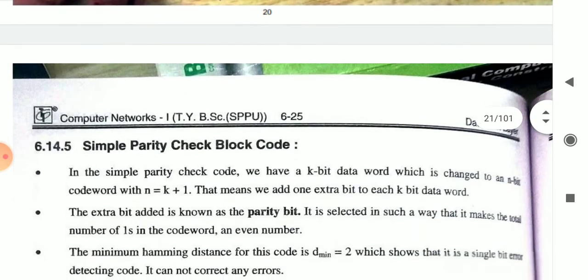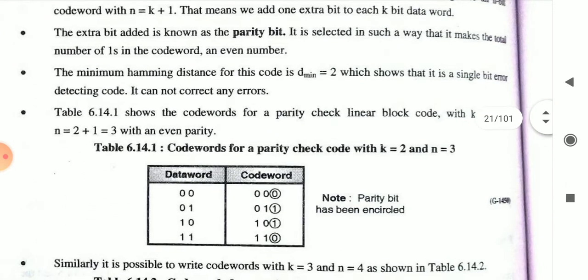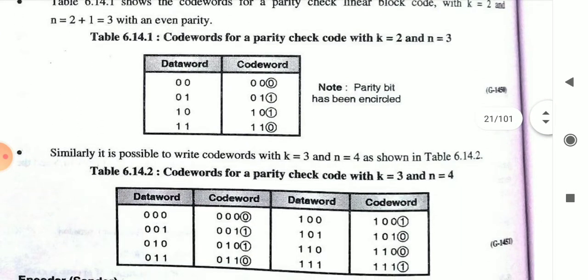Okay, now see a simple parity check block code. See here, this table shows the code words for a parity check code with k equal to 2 and n equal to 3. This is a data word and this is a code word: 00 gives 000. Parity bit has been encircled. 01 gives 011, with the parity bit. 10 gives 101, 11 gives 110. See here, whatever the parity bit is has been shown in the circle.